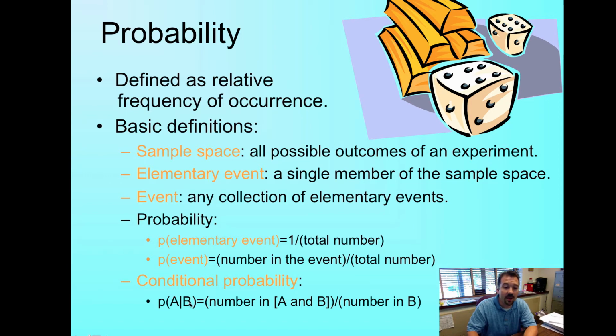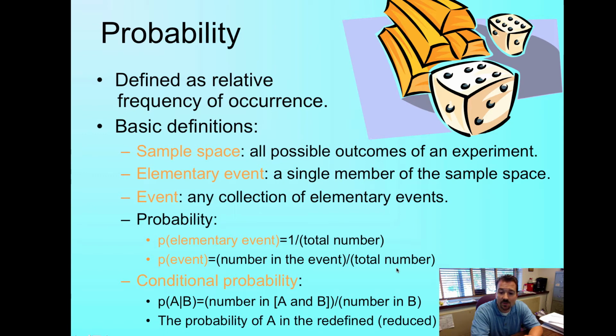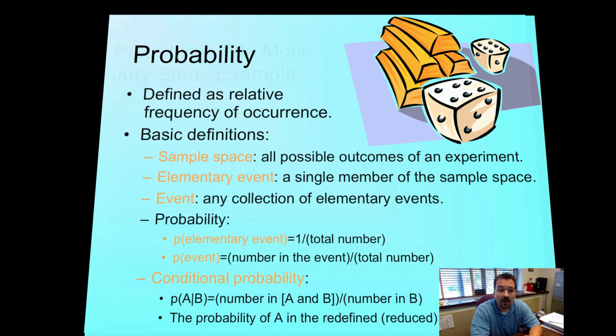symbol first. The second number will designate either a row or a column in the space, as we'll see, and then you count up the instances of A. So the probability of A given B is the number in A and B divided by the number in B. Some basic formulas for you to memorize here for probability. The probability of A for conditional probability is the redefined sample space of B. So you're narrowing down to just the B part of the sample space, and then you're talking about what part of B qualifies as A.